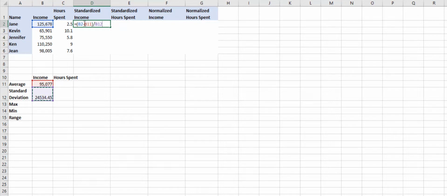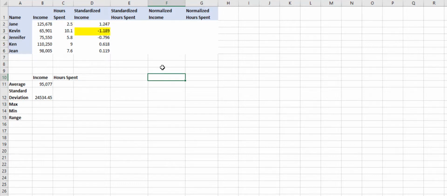And now let's fix the cells for mean and standard deviation because we will use the same mean and standard deviation to calculate standardized income for Kevin, Jennifer, Ken, and Jean. Click enter and drag down the formula. Based on the results, Jane's income is 1.247 standard deviations above the average income of all consumers in the sample. Kevin's annual income, on the other hand, is 1.189 standard deviations below the average income.